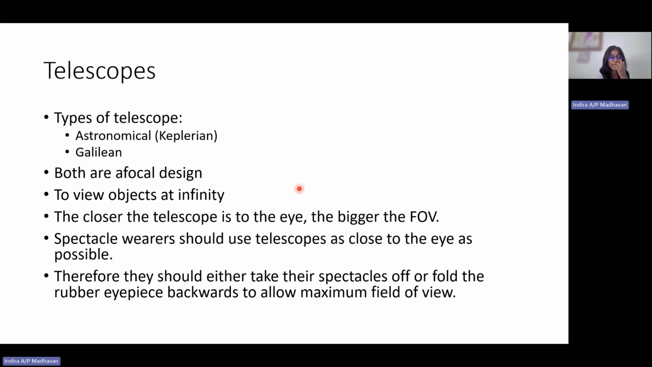Therefore they should either take their spectacles off or fold the rubber eyepiece backwards to allow maximum field of view. So there are two ways. If the spectacles are not actually improving the vision of a person, they can just remove the glasses. If someone has vision of 6/60 without glasses, and with glasses it is 6/18, there's a 4 lines improvement. For those kinds of patients, they have to use it with glasses, so that the clarity of the image that they see through the telescope would be good. So for them, they have to put it very close to the glasses so that they get the maximum field of view.